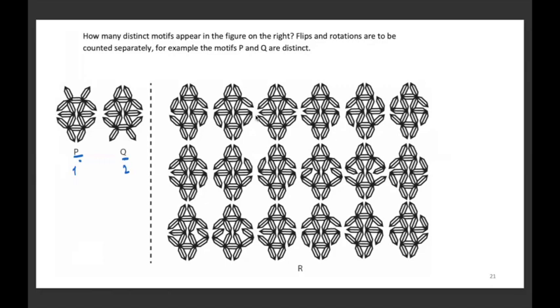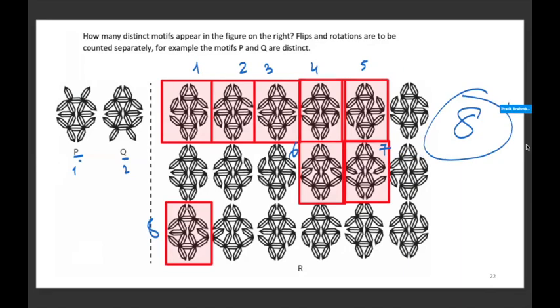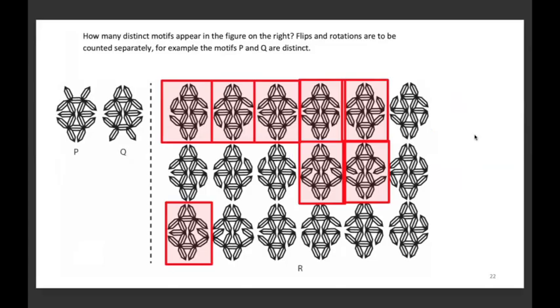Okay. So this is how it happens. These are all the distinct patterns that are there in the motifs. So 1, 2, 3, 4, 5, 6, 7, and 8. So in total there are 8 distinct patterns in the figure. Okay, we'll move to the next one.